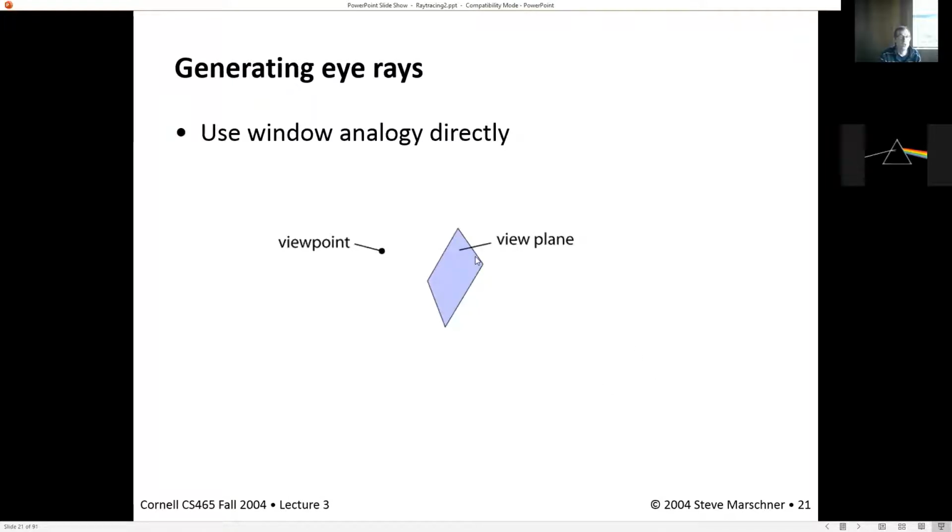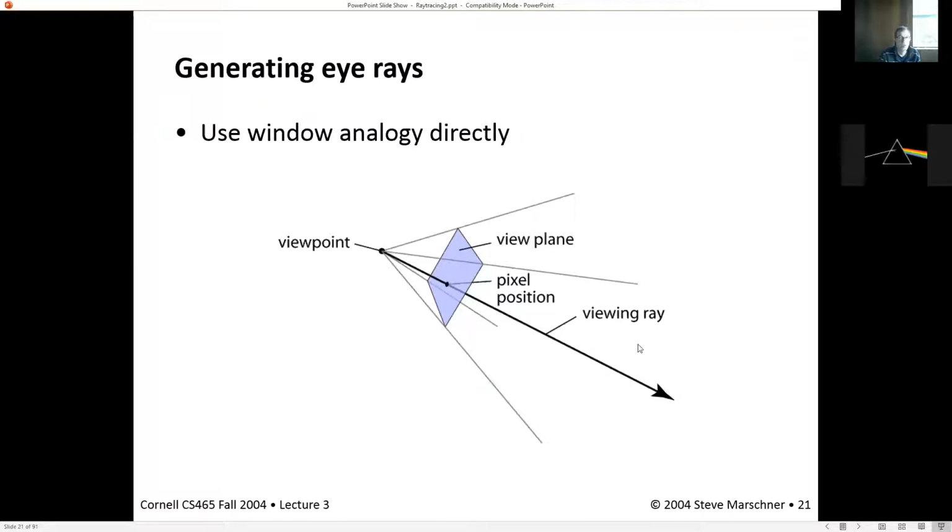So we're going to use this window analogy directly. Here's our viewing plane. Here's our window on our screen that we're going to have some pixels. We have a viewpoint, and we need to calculate some ray. So we have some pixel position on our screen where we want to calculate the color, and so we need to have this viewing ray that we want to calculate.